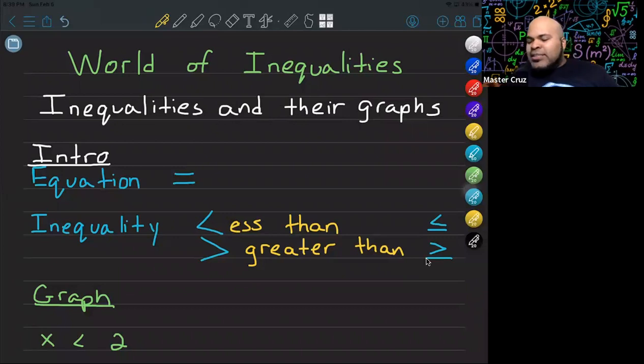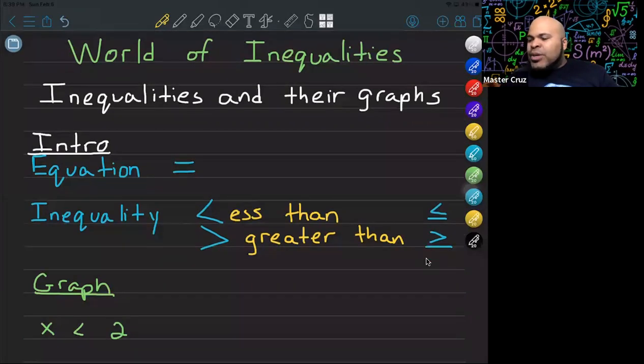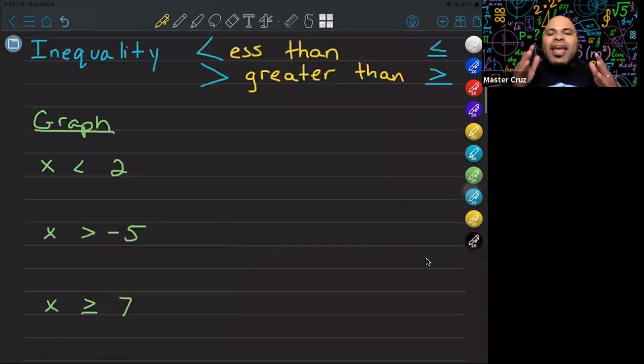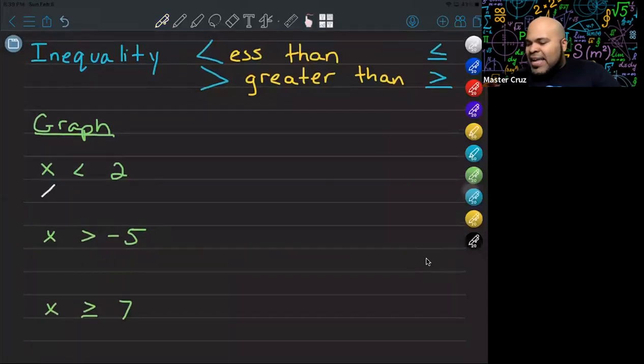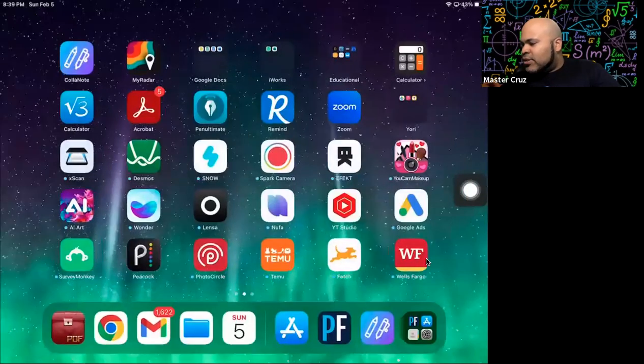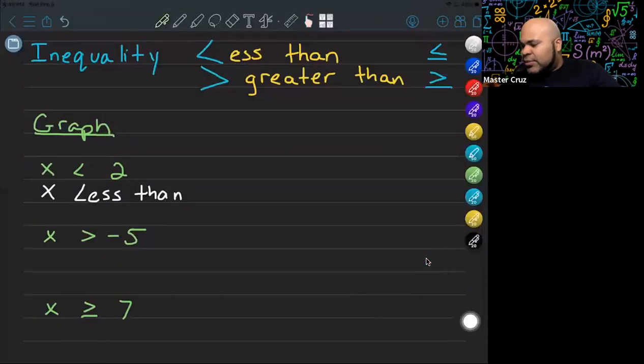So let's dive into an example real quick so that this will allow you to, whenever you see any inequality, any problem or any graph, know exactly how to write it and how to graph it. So here we go. The first one is, what does this say? Well, this says that X, that looks like an L, so it's less than 2, because that's the number 2. That's exactly what it is. So X is less than 2.